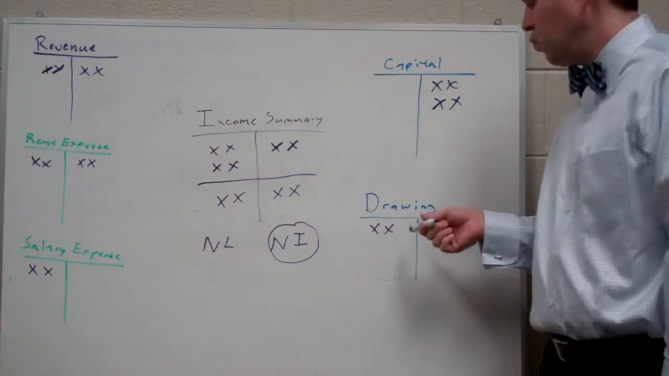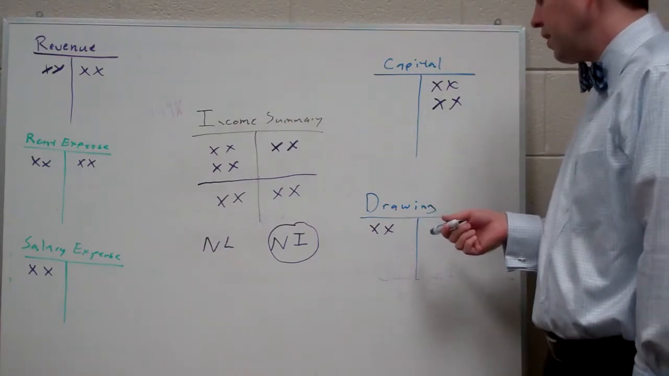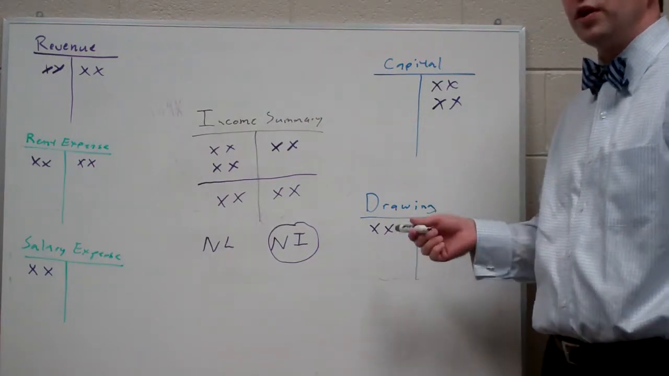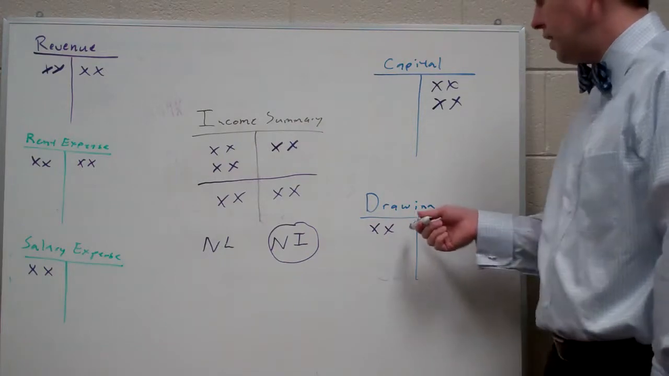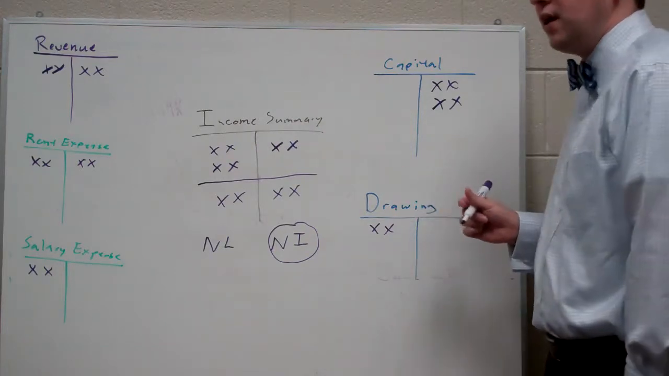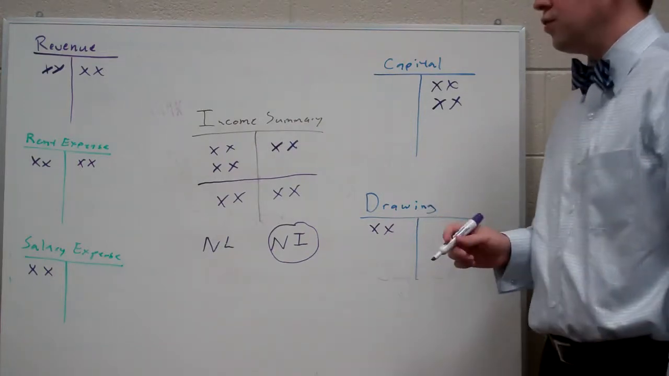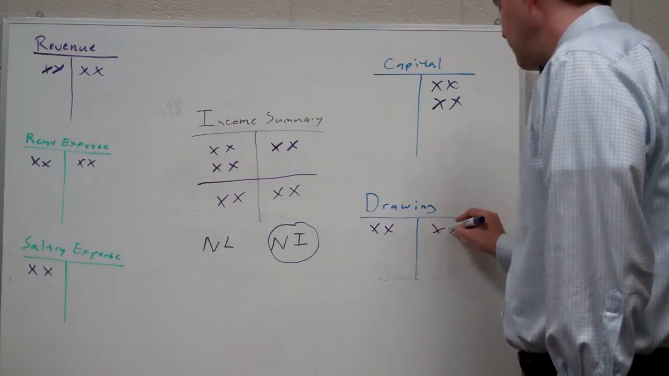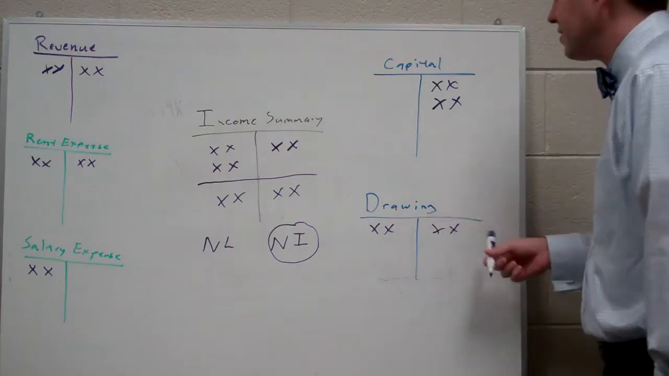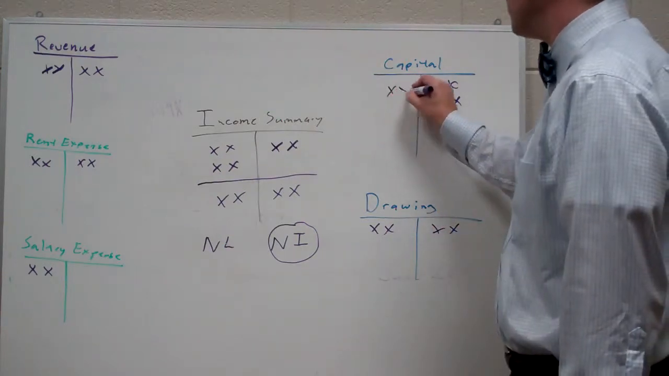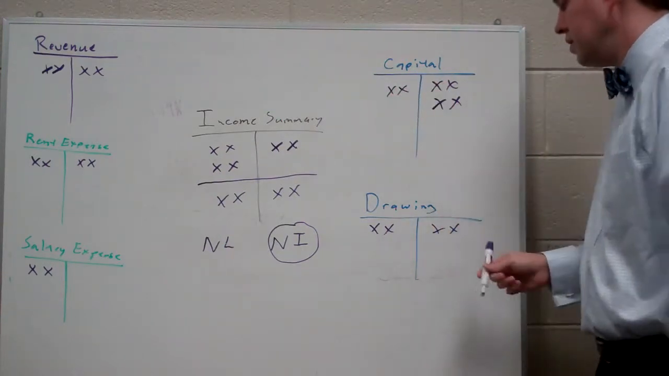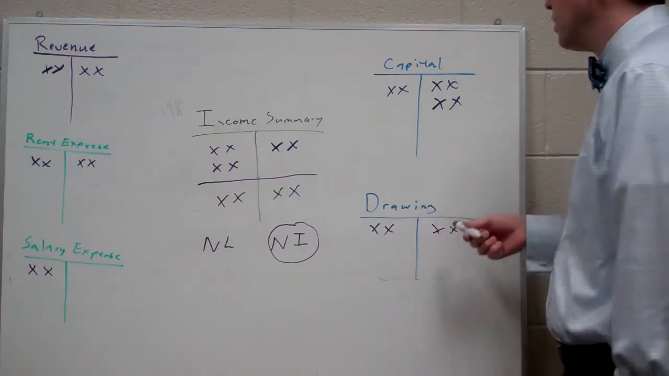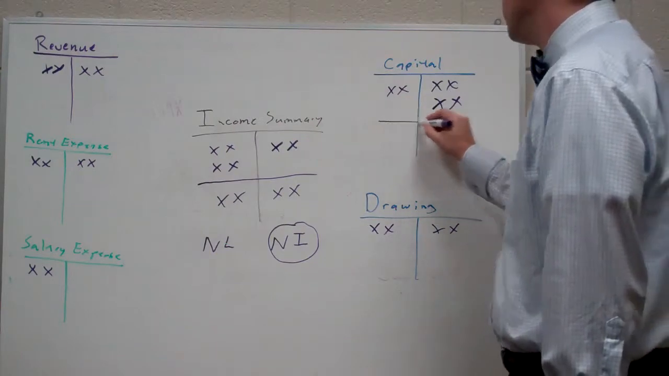Now, there's one more closing process journal entry. Any withdrawals during the year, any payments we made to owners, we need to close this drawing account out as well, which we do with a credit since it had a debit balance. And that goes to the capital account as well because withdrawals to owners reduce capital.